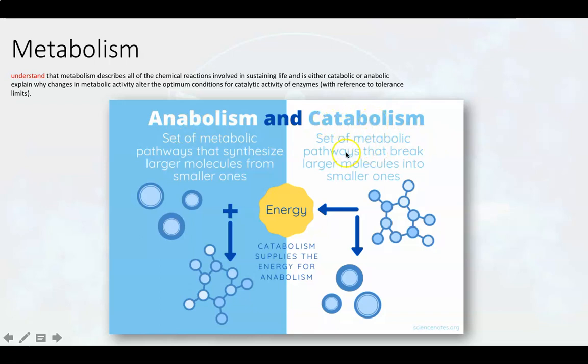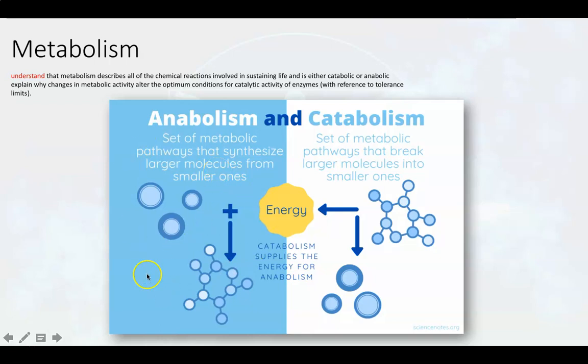It's this metabolic pathway that breaks down large molecules into smaller ones, and the big example of that is when we ingest food, we want to break those large sugars and molecules down into their simplest, smallest forms so that we can then build them up into exactly what we need them to be. As opposed to anabolism, which is the opposite. It's a set of metabolic pathways that synthesize larger molecules from smaller ones.